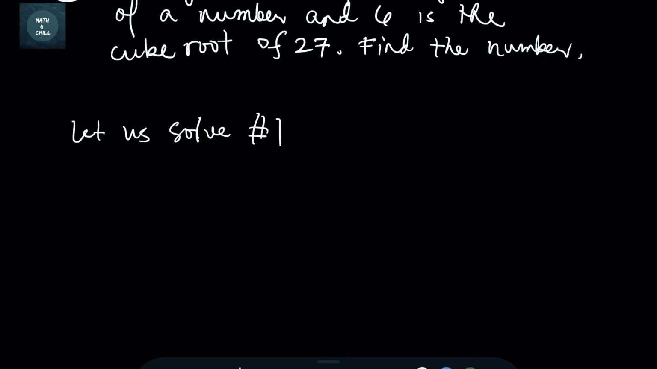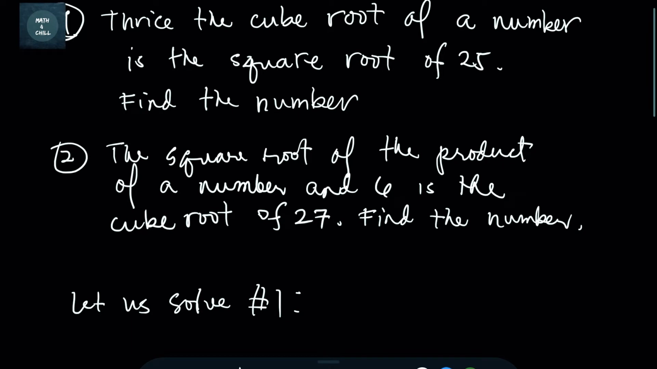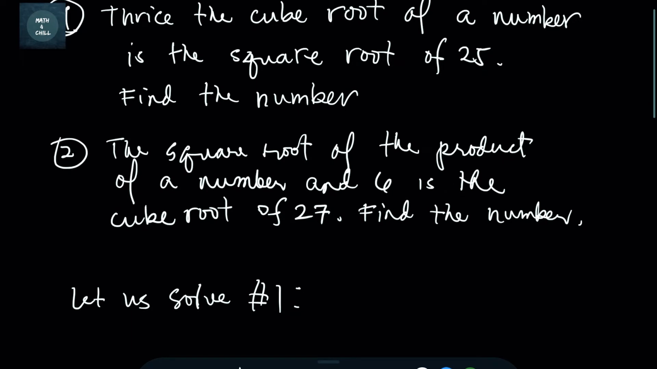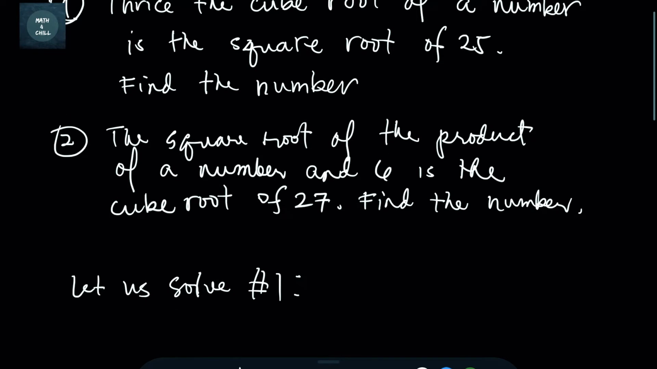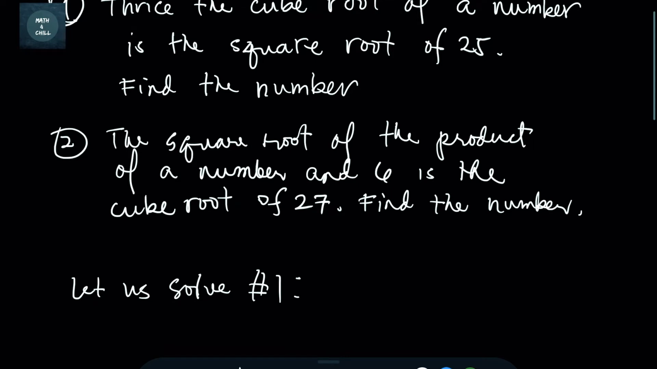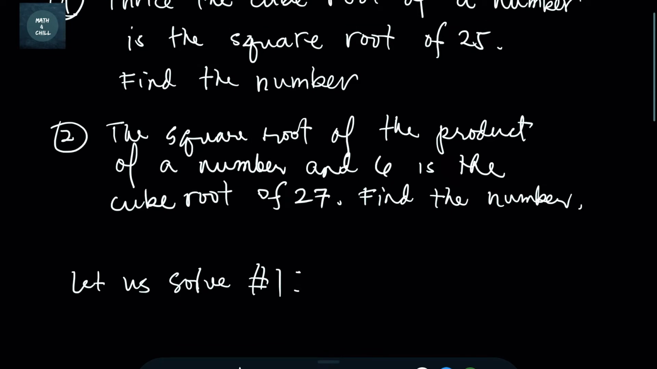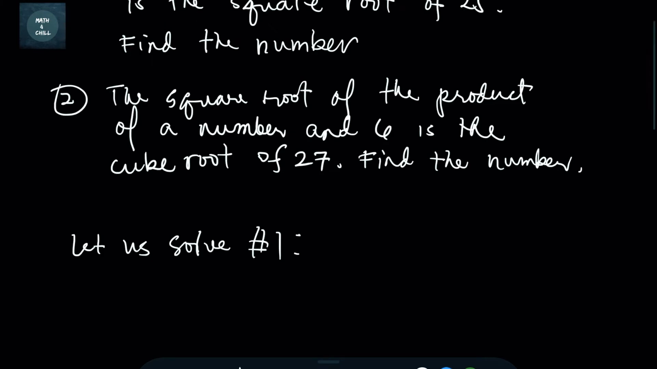Problem number 1. So all we have to do is convert the words into mathematical equations or figures. So thrice, what does thrice mean? 3. Three times the cube root of the number. Since we have no value for the number, let us represent the number as x. Let x be the number.